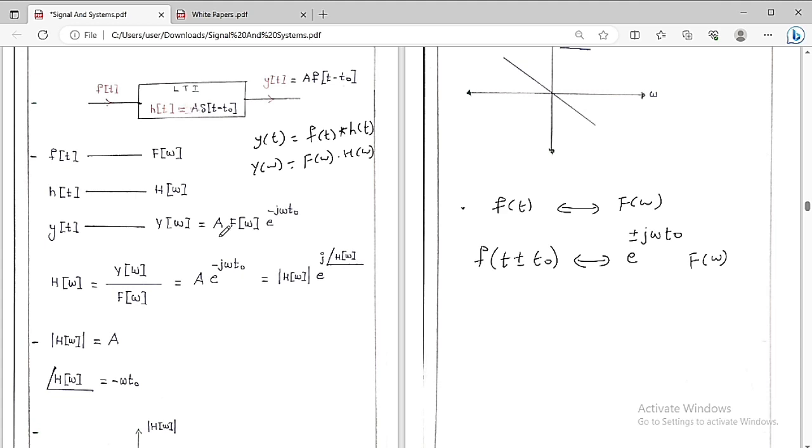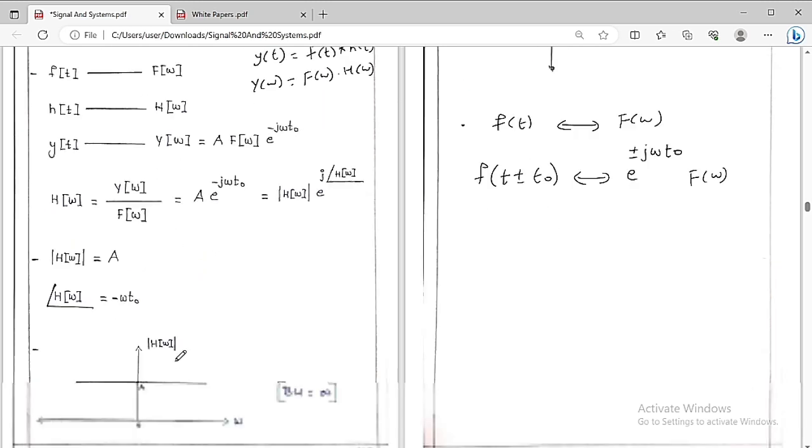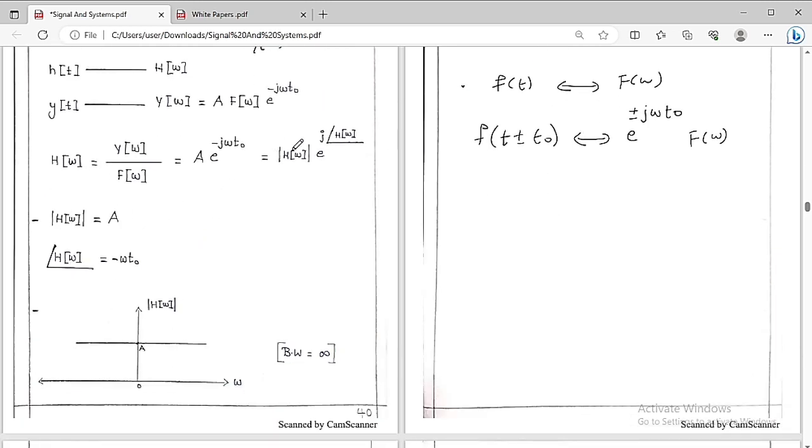Taking f of omega downward, we get a into e to the power of minus j omega t naught. This is the transfer function for this system. It's a complex number, so I can take the magnitude as well as the phase angle: magnitude of h of omega into e to the power of j times the phase angle of h of j omega. The magnitude is equal to a, and the phase angle is minus omega t naught, by comparing this.